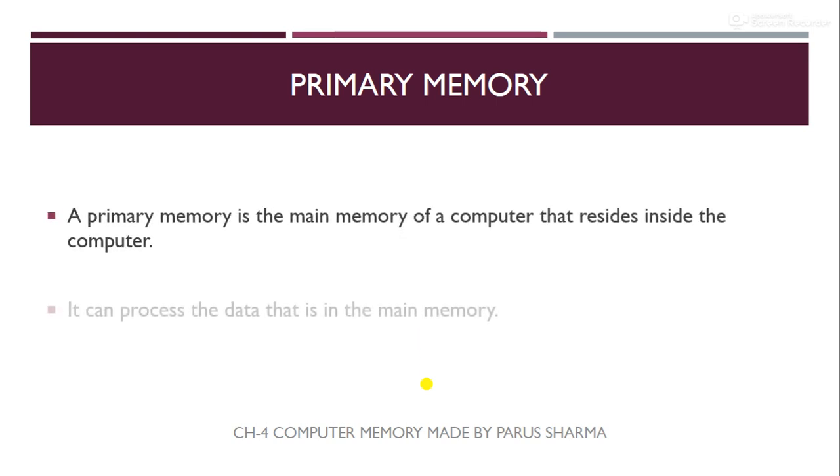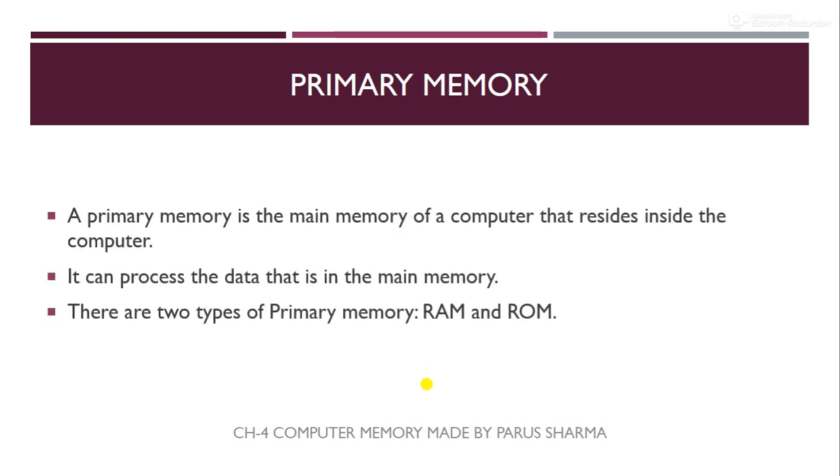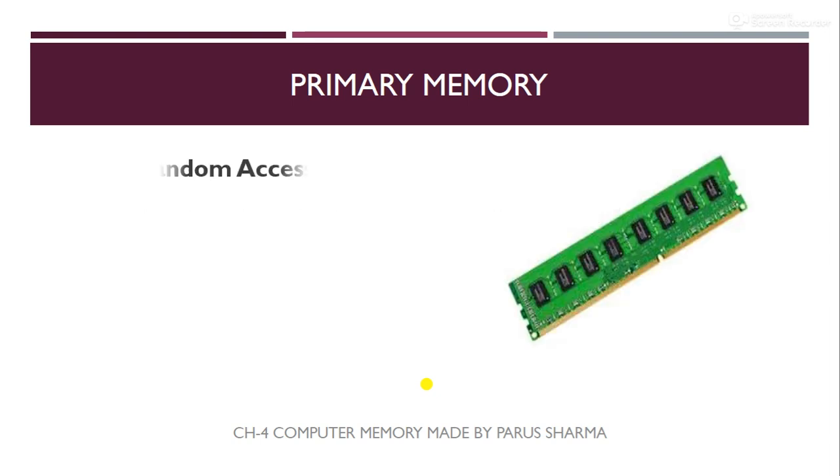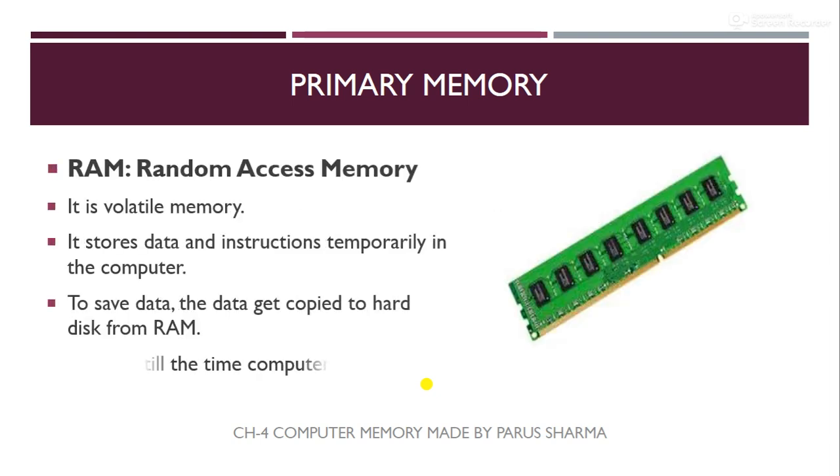Now let us see primary memory. Primary memory is the main memory of a computer that resides inside the computer, as I already told you. It can process the data, and it is of two types, RAM and ROM. Now what is RAM? RAM denotes random access memory. Random access memory is the full form of RAM. It is a volatile memory. Volatile means it is a temporary memory.